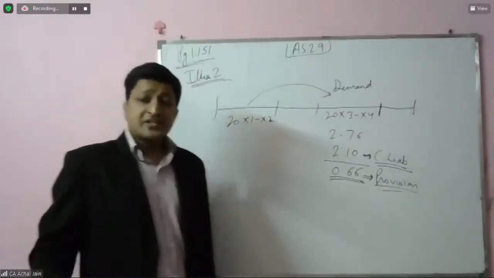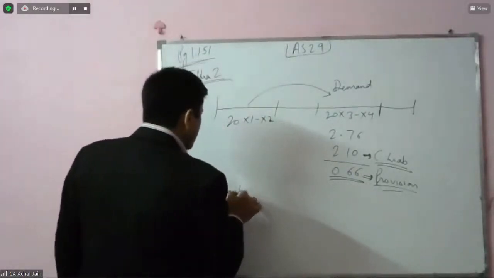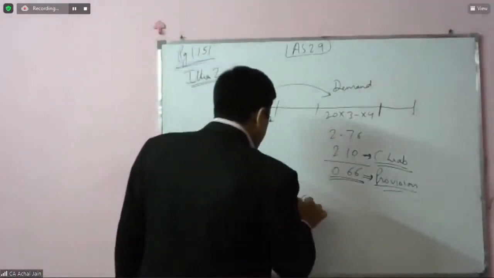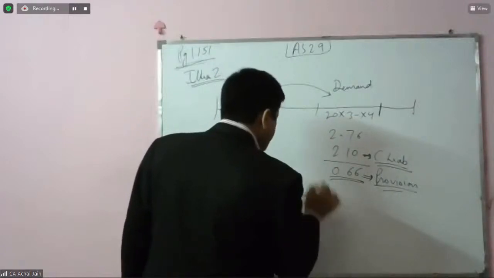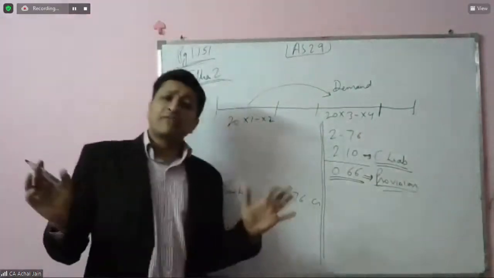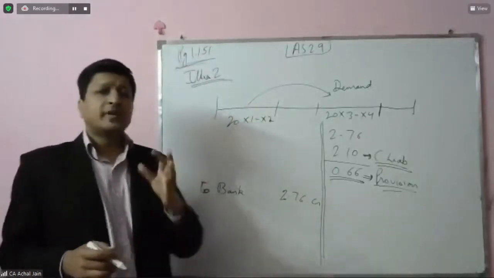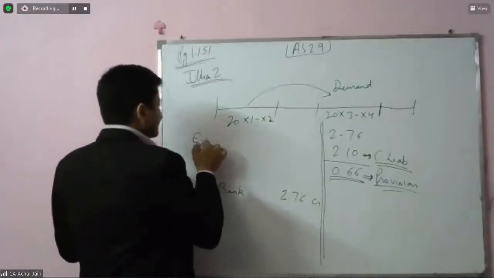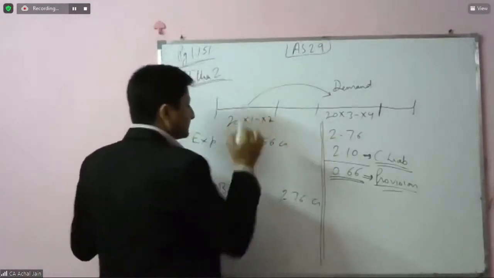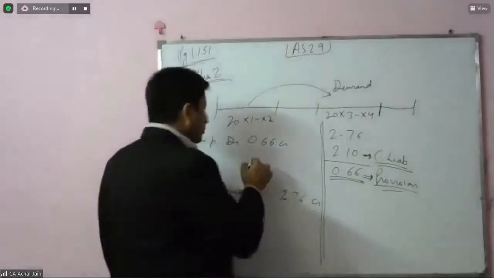I'll let you know. So let's understand the accounting entry which will be passed. Money has been paid out of the bank. So we'll say to bank 2.76 crore. This much amount has gone out, so definitely bank will be credited. And we understand that a provision will be created. So an expense will be debited for 0.66 crore. Yes or no? What do we do with this amount of 2.10 crore?